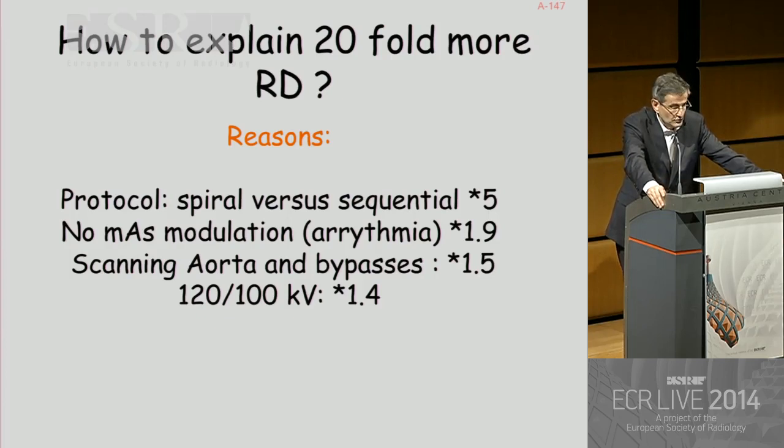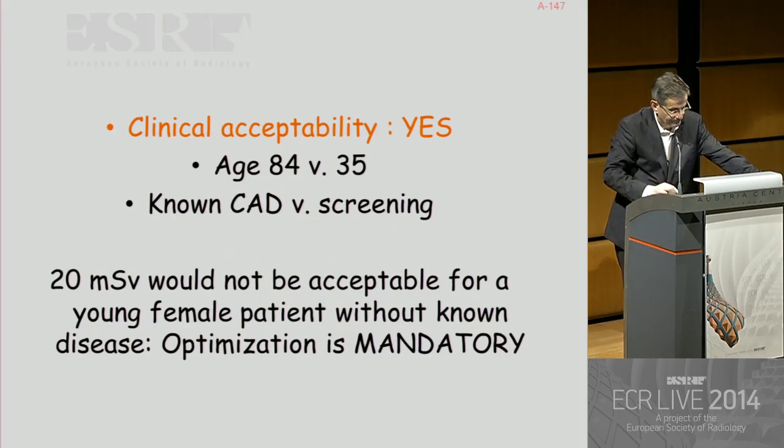So what are the reasons that explain 20 times more radiation dose in the second case? It's because of the protocol. First, spiral versus sequential. Second, the absence of modulation. Third reason was the length of scanning due to bypass imaging. And the fourth reason was the habitus of the patient requiring 120 kV.